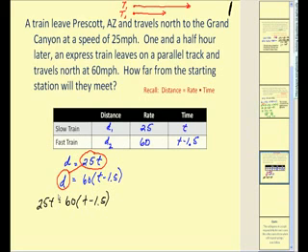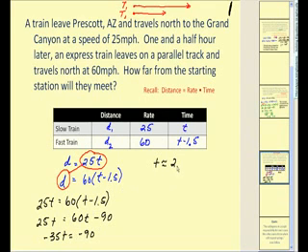So we'll distribute here, isolate t on both sides by subtracting 60t on both sides. That would give us negative 35t equal to negative 90. Dividing both sides by negative 35, t is approximately 2.57 hours. Now the question asks how far from the starting station will they meet? So this is not the answer we're looking for.